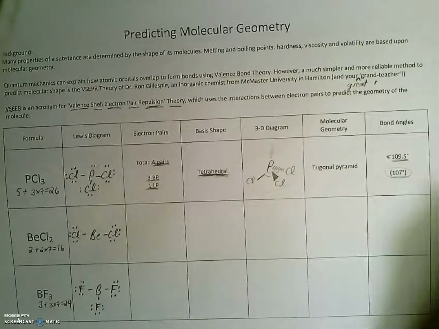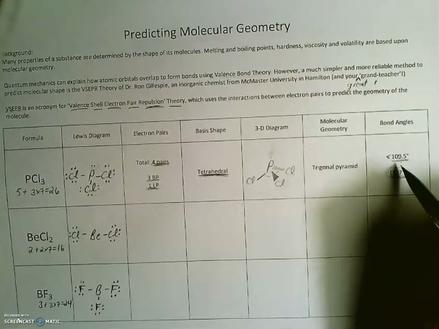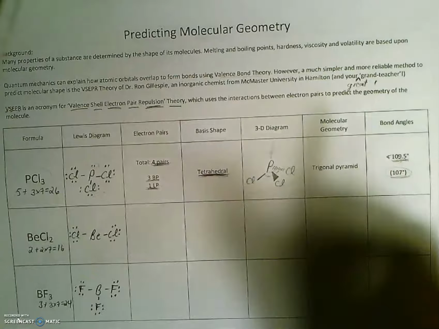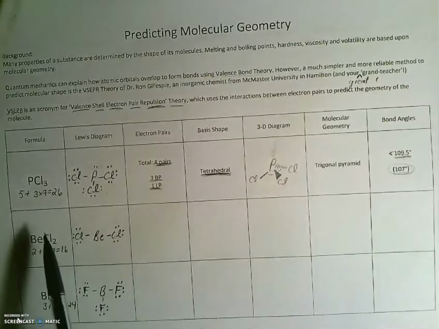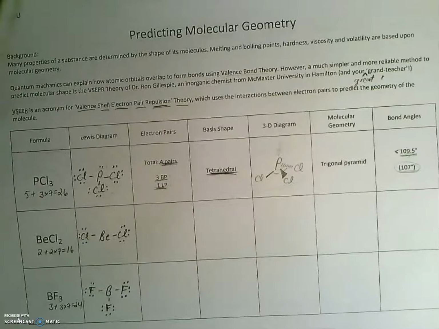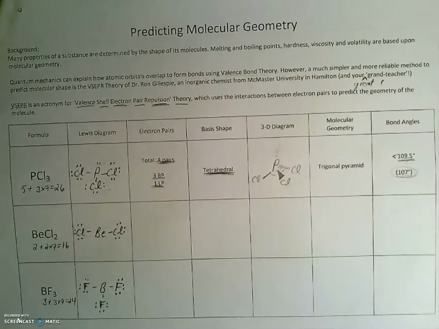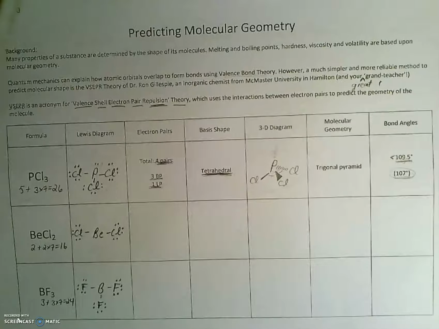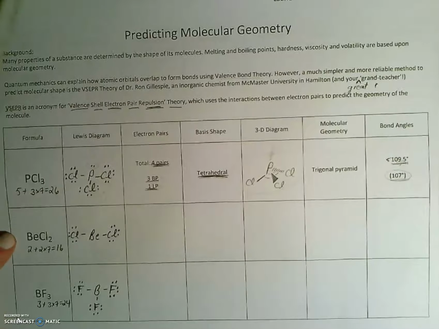Now, this first example was a little bit of a tricky one. It kind of just jumped right in there. We are going to develop these ideas a little more thoroughly and a little more systematically as we go through the rest of the examples. So the next thing I'm going to look at is beryllium dichloride.